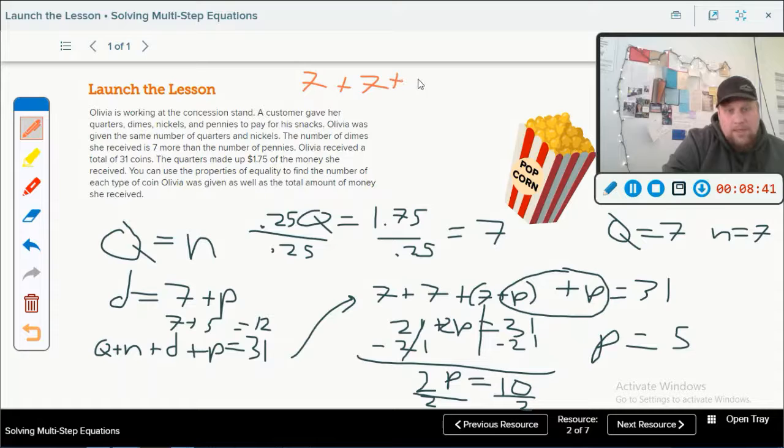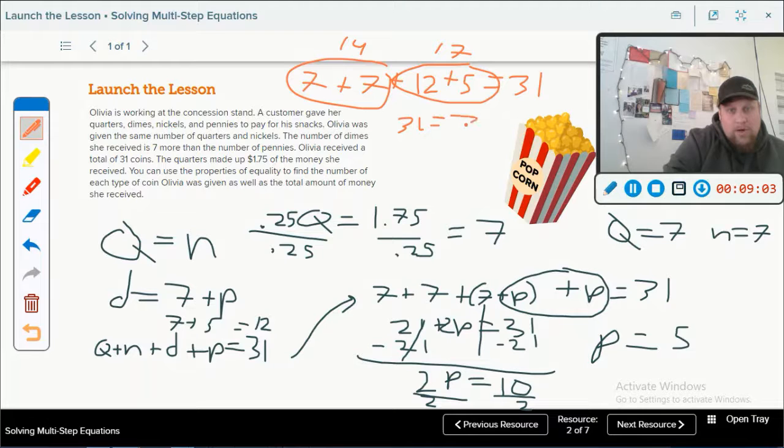Let's find out. 7 plus 7 is 14. 12 plus 5 is 17. And add those together, 31 equals 31. Is that a true statement? Check, check, check. Awesome. So let's keep on rolling with this. All right, that's a big problem. I don't necessarily expect you to do that right off the gate, but that's where this is leading. So let's go to the next slide.